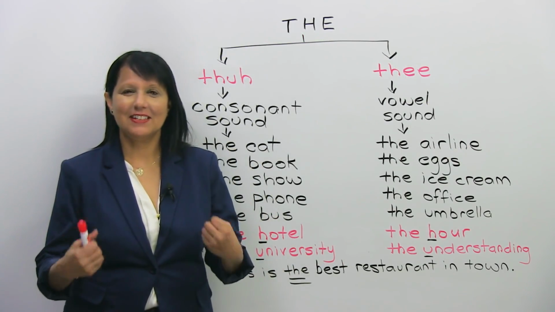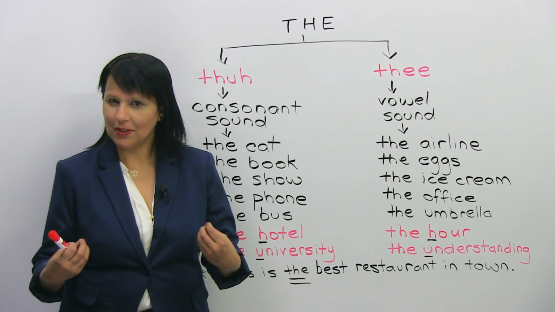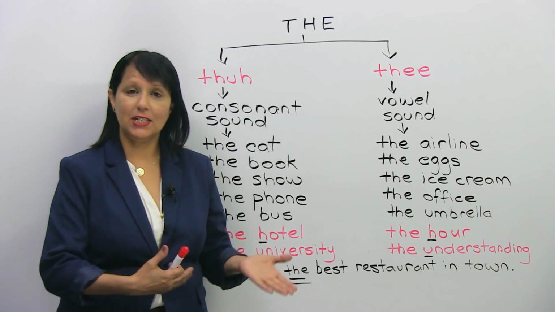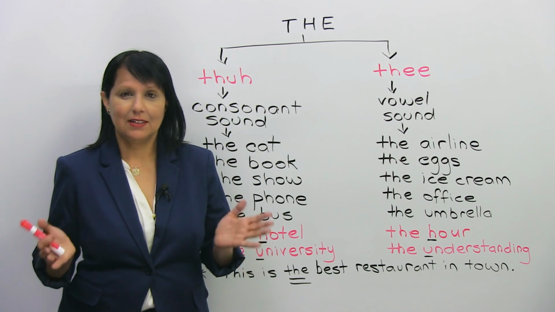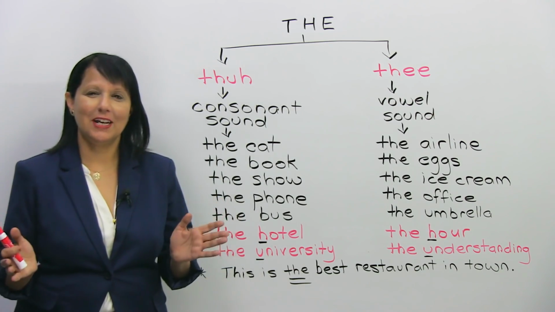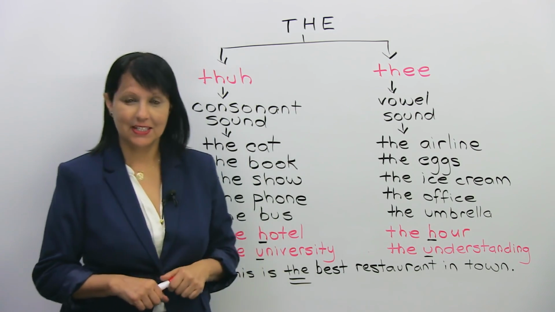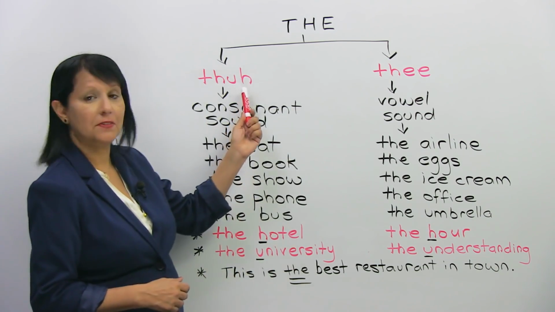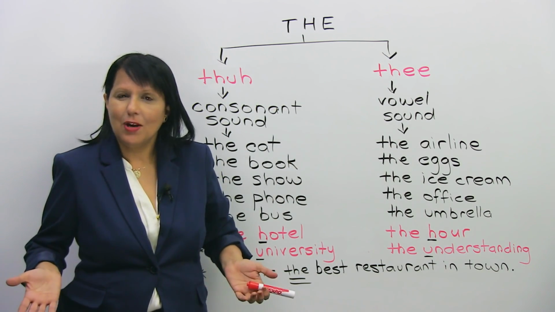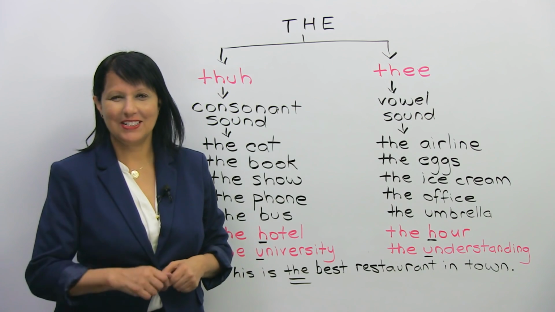Okay, now let's look at another word, a simple word, and that's the word that is spelled T-H-E. Why don't I say it? Because have you realized that this word is often pronounced in two different ways? Sometimes we pronounce it thuh, and sometimes we pronounce it thee. Why? What's going on? I'm going to tell you.